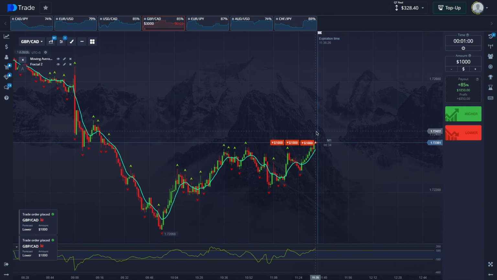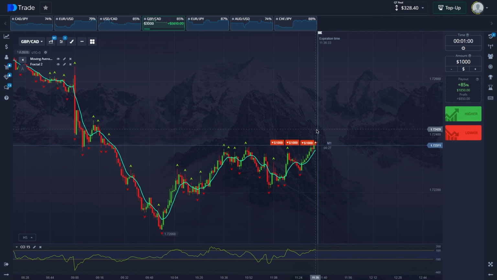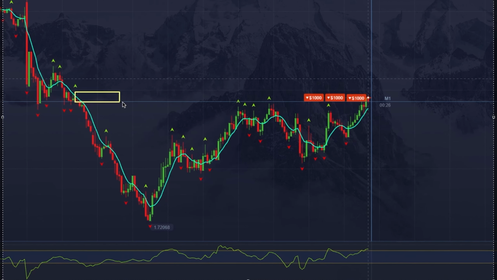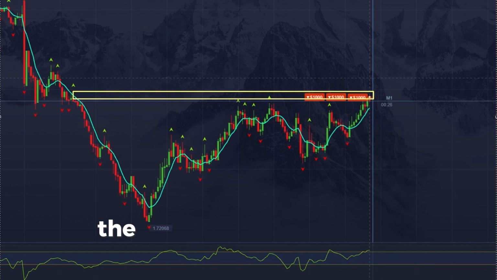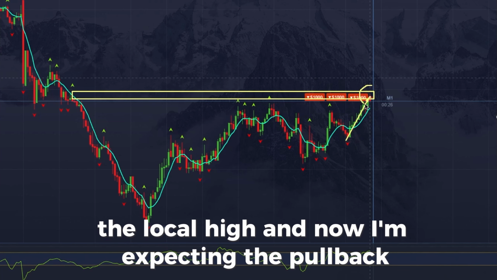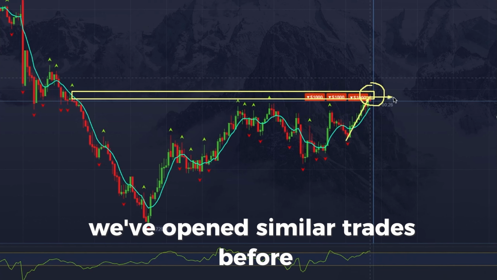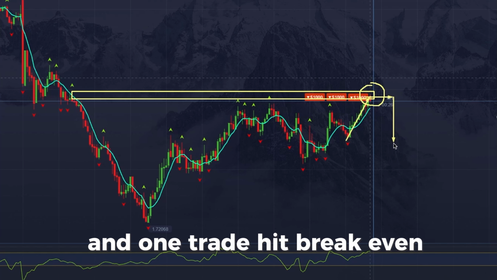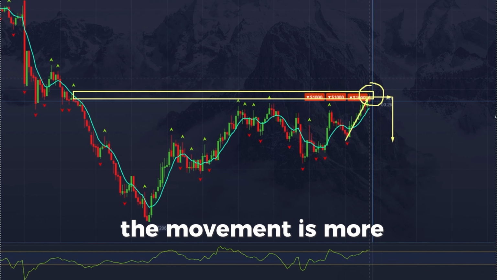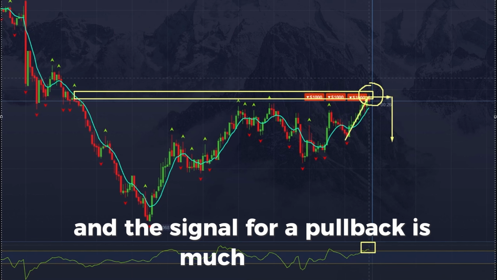Here, we're opening 3 trades to go down, entering on the price pullback. The resistance level is being touched, and it's a good entry point. We've seen the price update the local high, and now I'm expecting the pullback. We've opened similar trades before, and one trade hit break even. However, this time, the movement is more pronounced, and the signal for a pullback is much clearer.